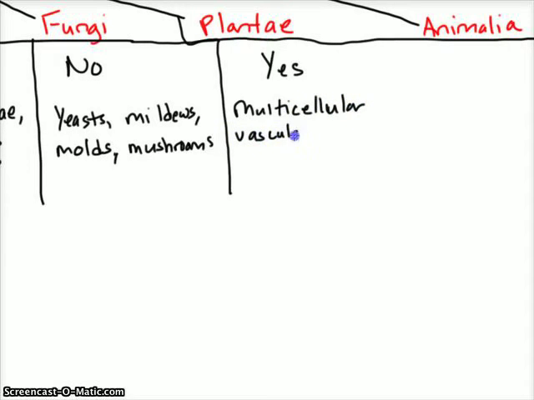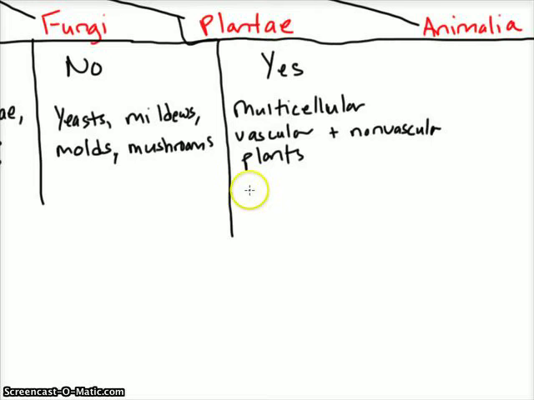vascular, and non-vascular plants. Vascular plants have specialized tissues that transport materials all throughout the plant's body. Vascular plants include ferns. They also include conifers and flowering plants. Non-vascular plants do not have those specialized tissues, and they include mosses.